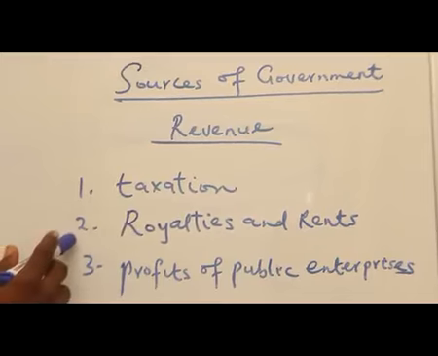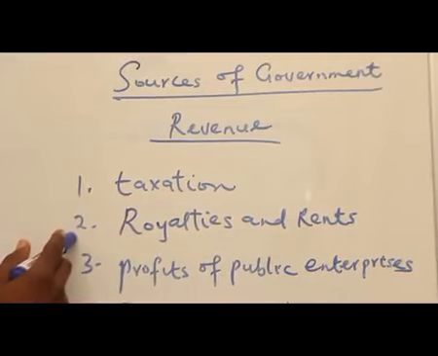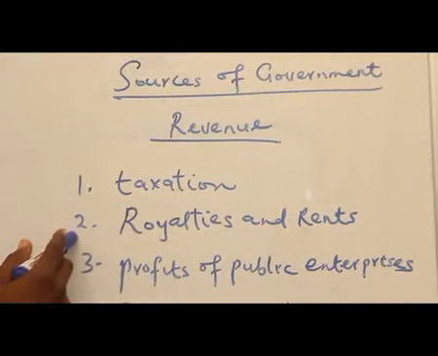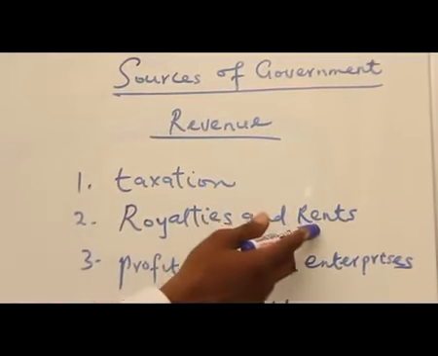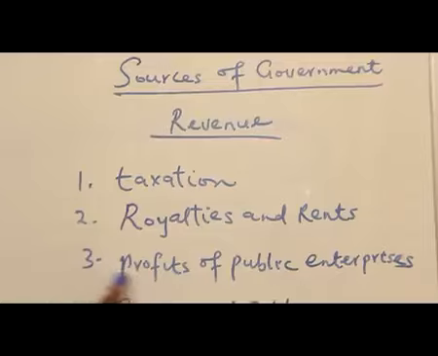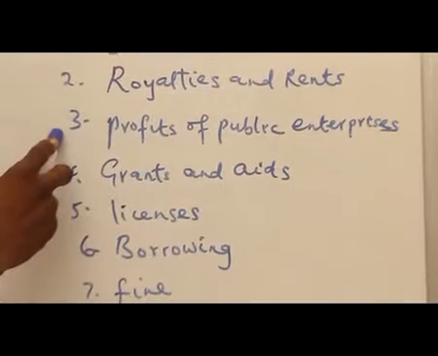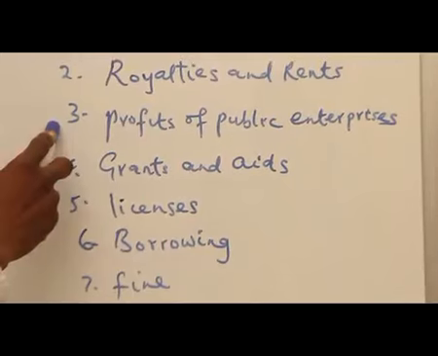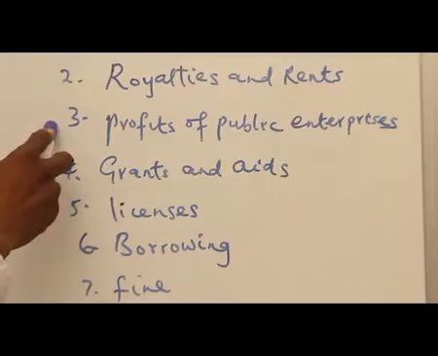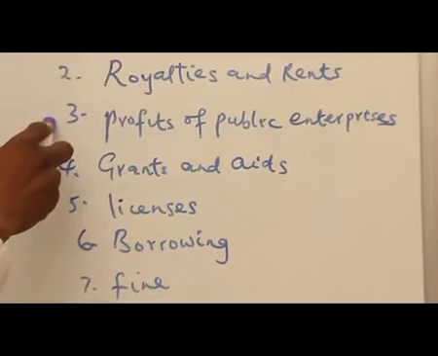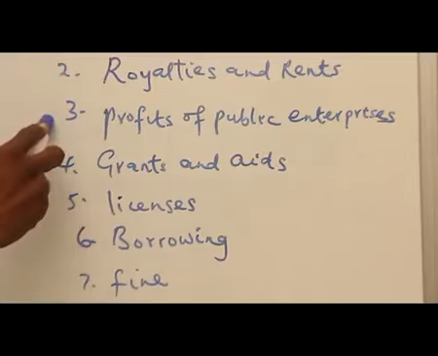The second one, royalty. Royalty is revenue from the mining area of the economy. And when we are talking about rent from government properties, it is revenue from government property. Then the third one, profits of public enterprises. Governments have various public enterprises fetching them revenue year in, year out. So the profit they derive from these is one of the sources of government revenue.